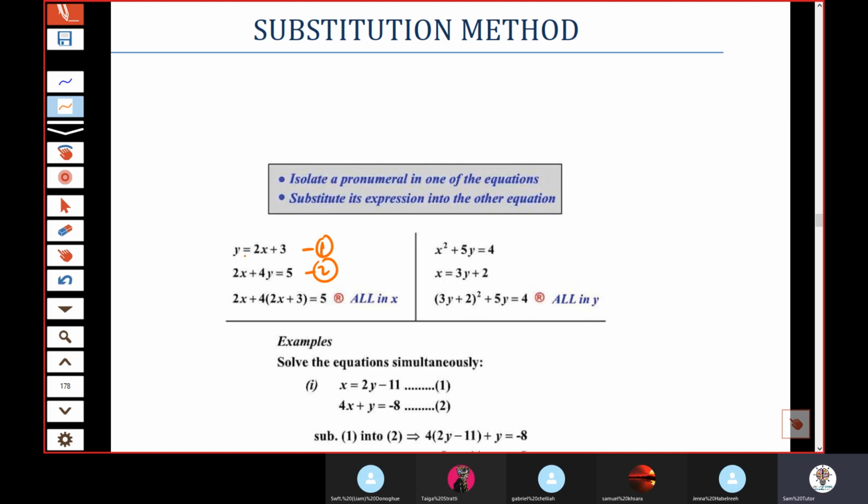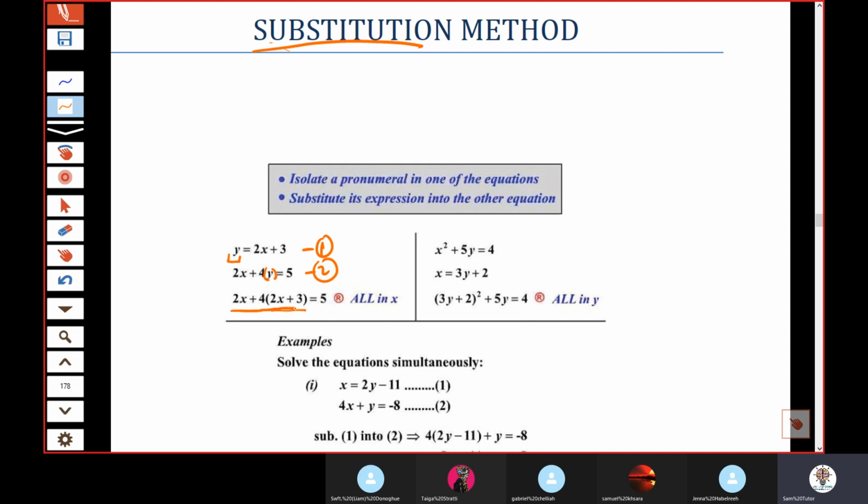What does work out is we know that y is equal to 2x plus 3. So if I was to substitute, substitution method, if I was to substitute this y into this y, that means what we're going to write is 2x plus 4, and instead of it being a y, what is y equal to? 2x plus 3. So it'll be 4 times 2x plus 3 equals 5.